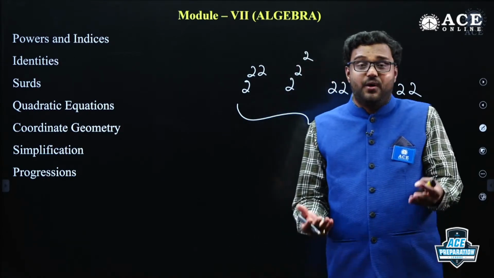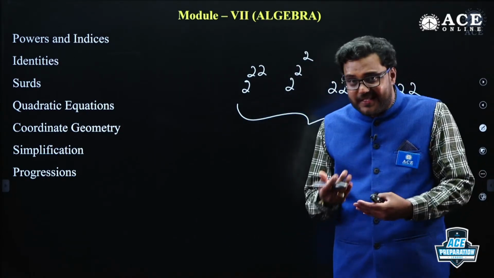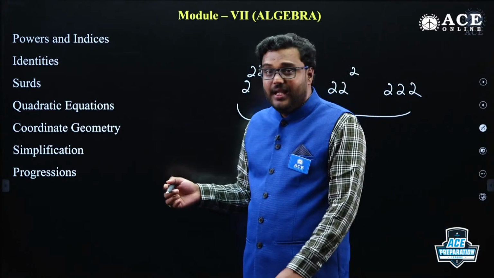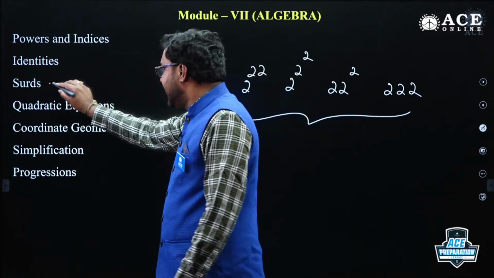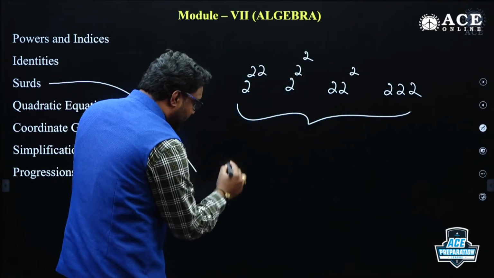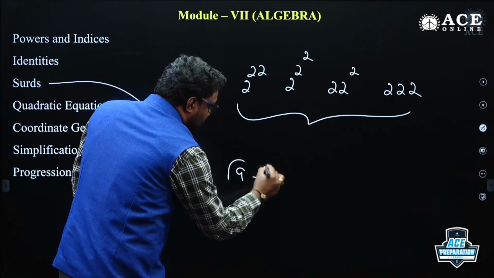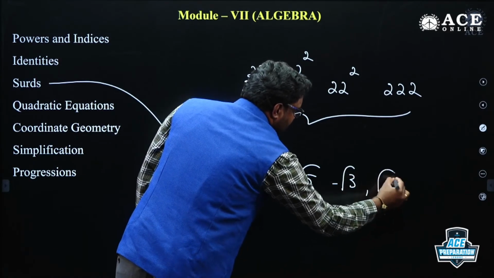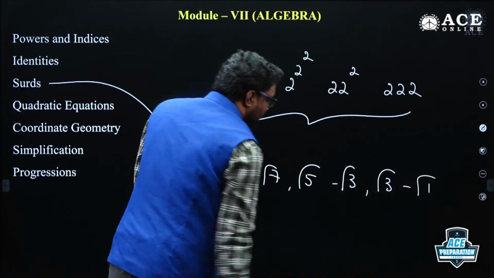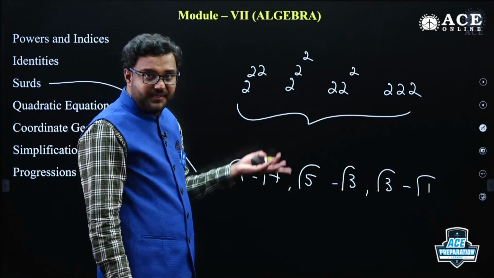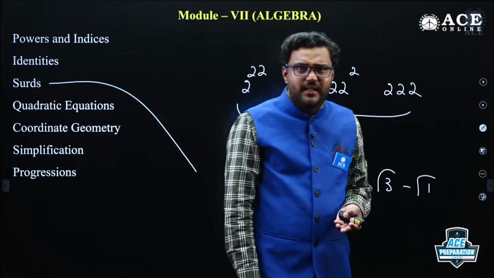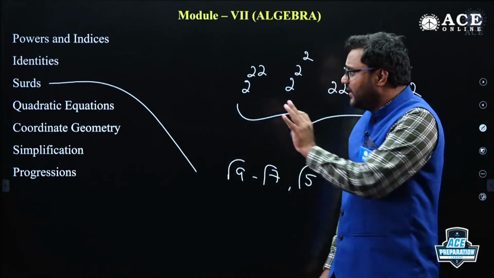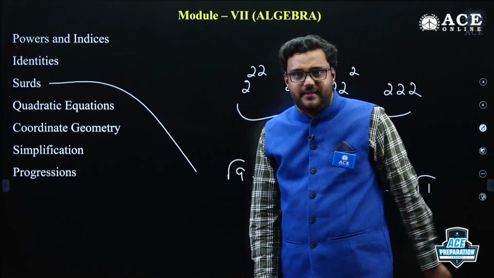Identities, a plus b whole cube, a minus b whole cube, all those basic formulas you should learn. And among such, they can ask you, root 9 minus root 7, root 5 minus root 3, root 3 minus root 1. Among these, which is greatest and which is least. There are a lot of other questions also. I'm just telling you there is a possibility like this.